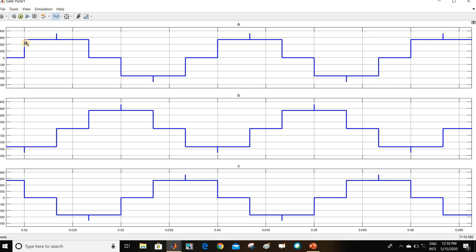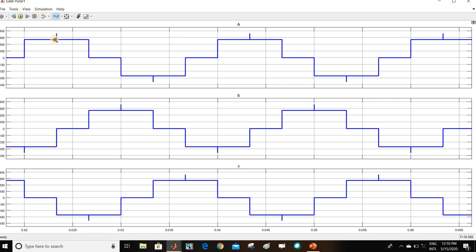So what is 540 by 2? 540 by 2 is near about 270. So you can see it is coming 270 here. 540 by 2, it is coming 270 here. So plus VDC by 2 for VAN. At this moment, this one is 60 degree. Up to this line you can see, this is for 60 degree. I am talking about this 0 to 60 degree span. So this is VDC by 2, 270 coming.